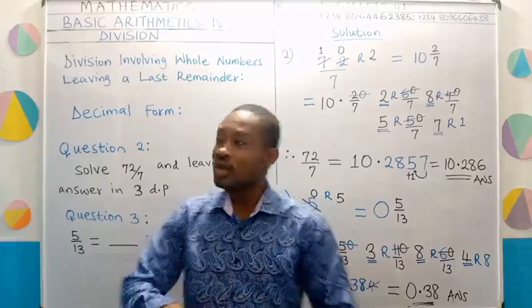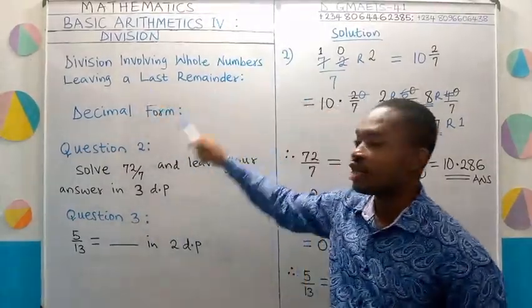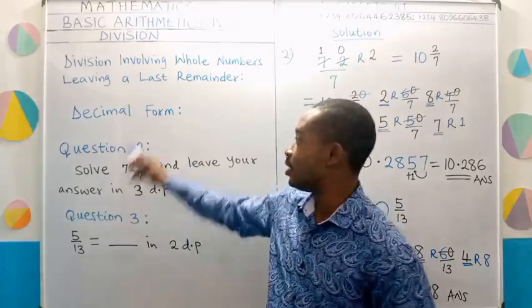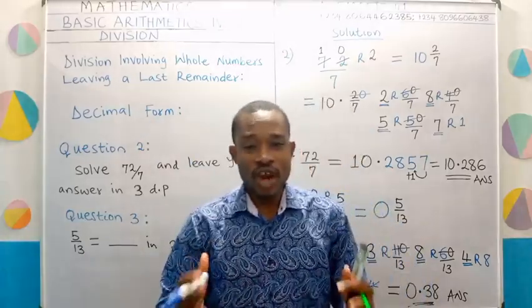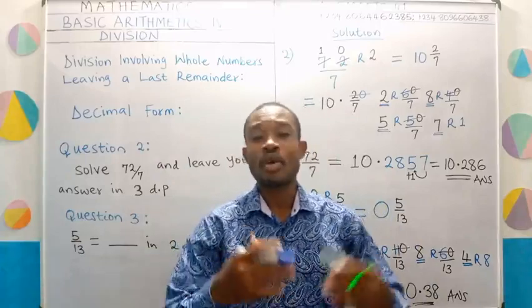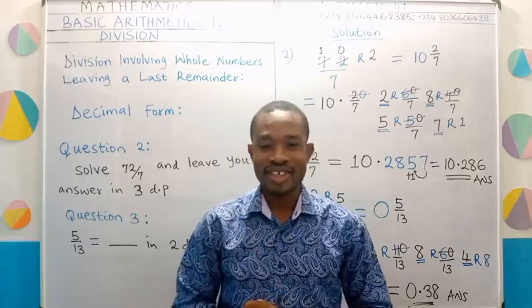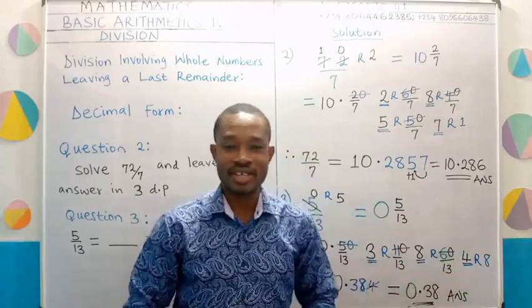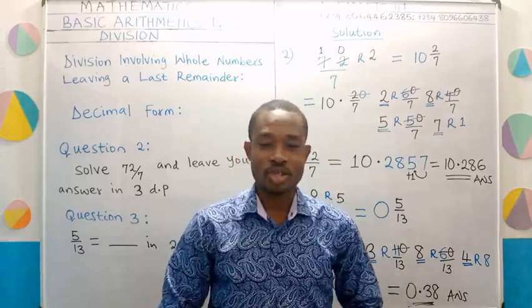Alright, we are done with division involving whole numbers, leaving a last remainder where you are expected to get your answer in decimal form. If you have any question, you can rewatch the video lesson. Perhaps your answer can be seen there. But then, if you feel like you couldn't find the answer in the video lesson, of course, you can always send us your question and you will get a response.